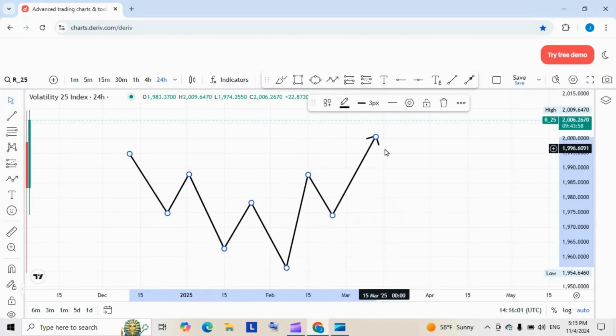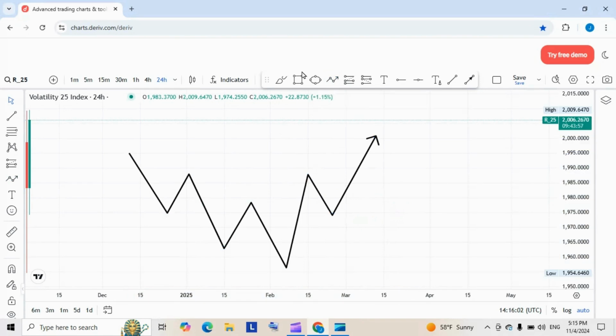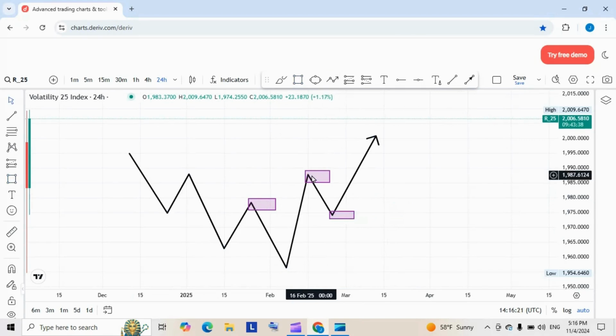So now this was our previous high. This was our previous high, right? But now we have a new high. Then this is going to be our higher low. For bullish structure, we have a higher high here, higher low, higher high.